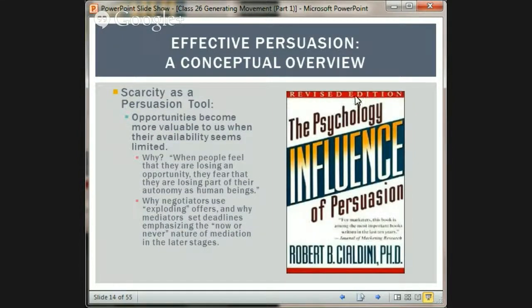This is the book that he's probably most well known for, and I've read it. It's really very good, and I've seen him speak at one of the ADR conferences, and it's very powerful information. So one of the things that he talks about is scarcity as a persuasion tool. Opportunities become more valuable to us when their availability seems limited. And why is this? When people feel that they are losing an opportunity, they fear they are losing part of their autonomy as human beings.